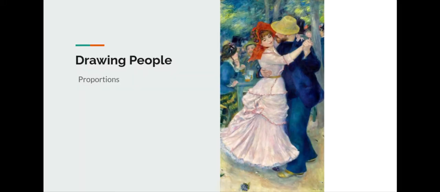Drawing people in proportions. We've already drawn faces. Today we'll try drawing the whole person. We'll include the arms, legs, and body. In lesson 1.2, we learned about proportions of the human face. We learned how to draw the eyes, nose, and mouth in proportion to each other. Today we'll look at the proportions of the whole body.